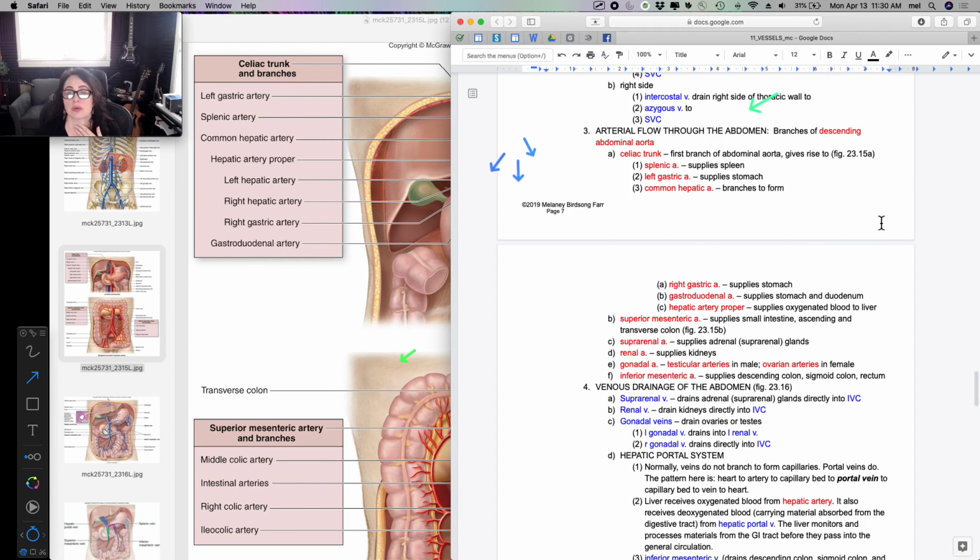All right, so the celiac trunk gives rise to the splenic artery, which supplies the spleen. It gives rise to the left gastric artery, which goes along the lesser curvature of the stomach from the left side. And then it gives rise to the common hepatic artery, which is going to branch again. It's going to serve the liver, but it's also going to serve some other things. So let's look at that one.